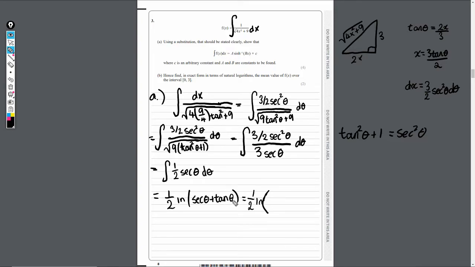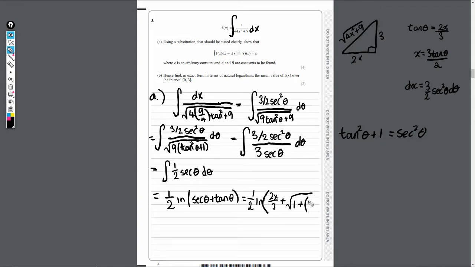First I'm just replacing what we've got here. We've got sec theta and tan theta, but we know tan theta is 2x over 3. And sec theta is going to be the square root of tan squared theta plus 1. So it's the square root of 1 plus tan squared theta, which is 2x over 3 squared.